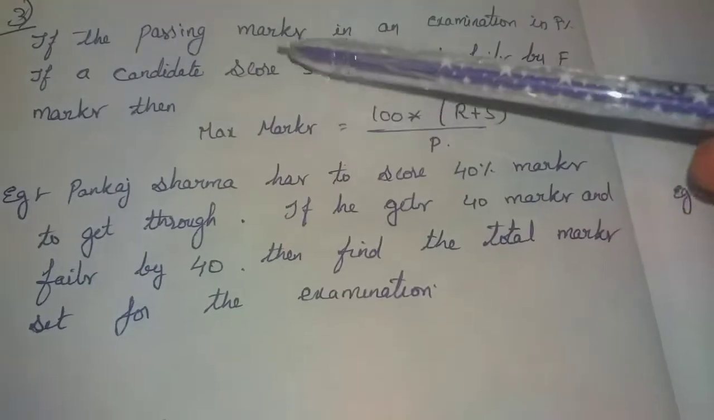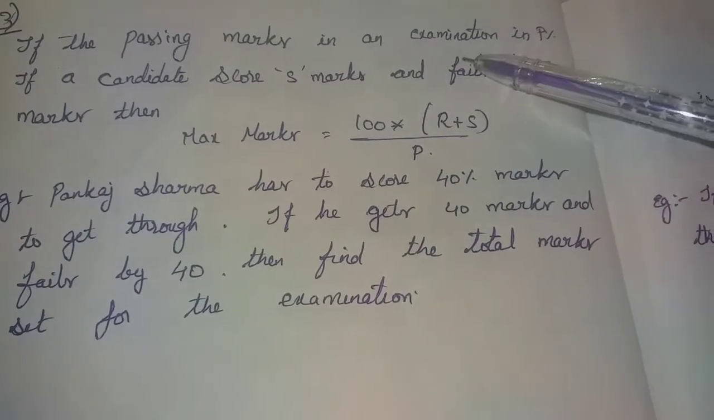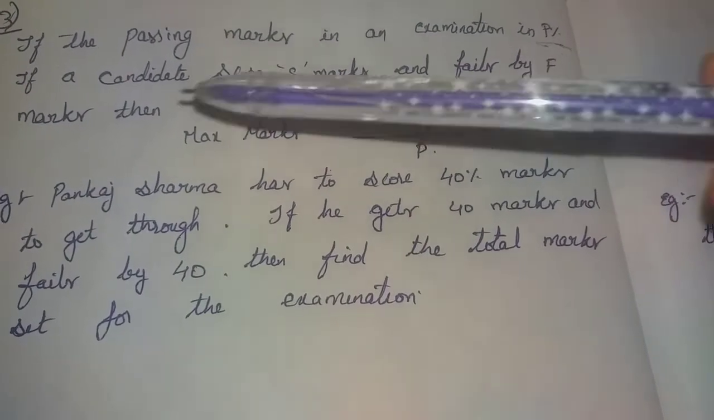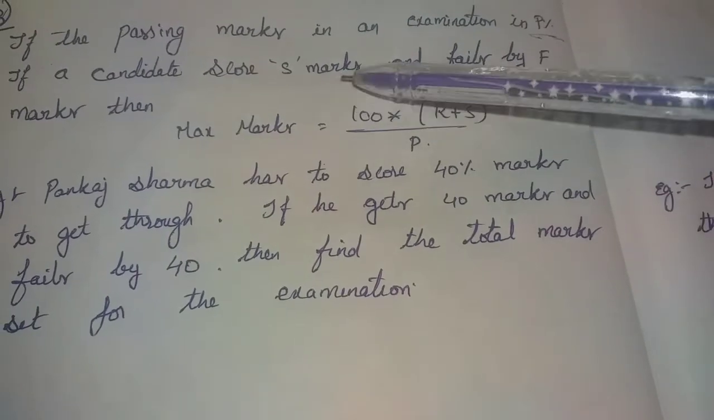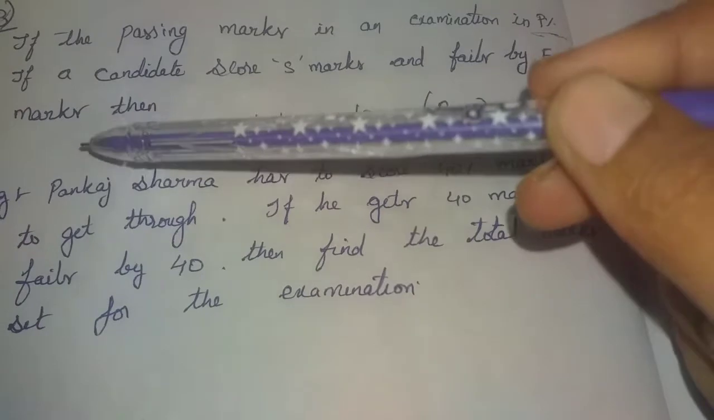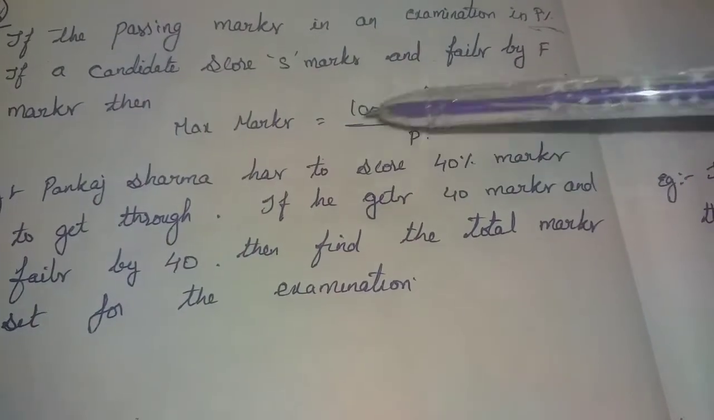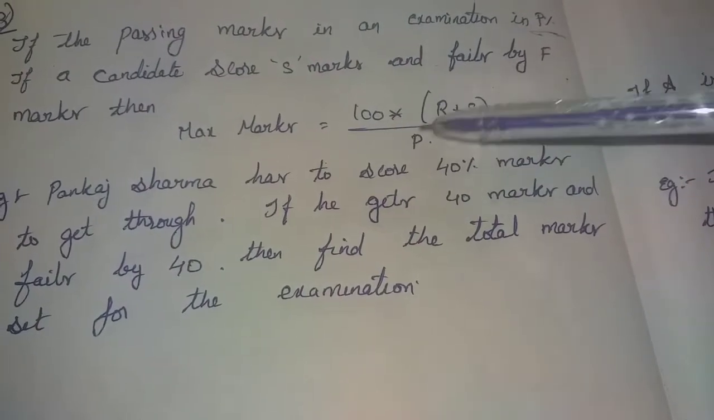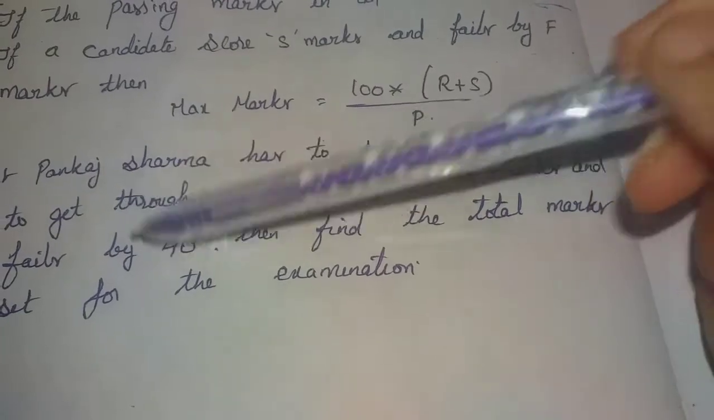Now, third trick. If the passing marks in an examination is P%, and a candidate scores S marks and fails by F marks, then maximum marks is equal to 100 into F plus S by P. Let's see an example.